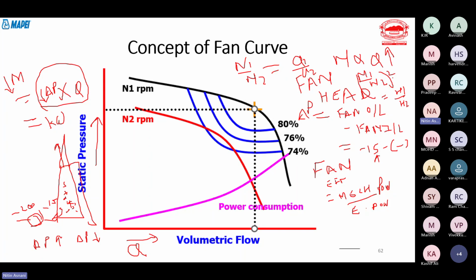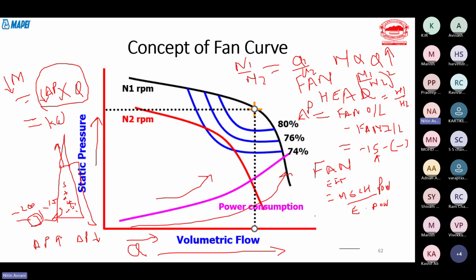It means power is proportional to the cube of speed. And N is directly proportional to Q. So Q is directly proportional to the cube root of P. So whatever the flow with respect to power, you are getting this curve.